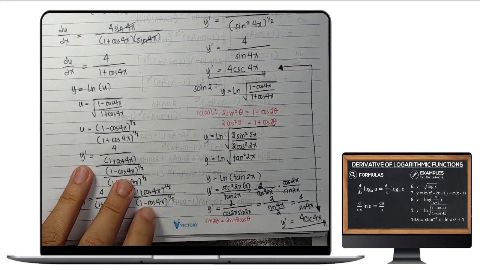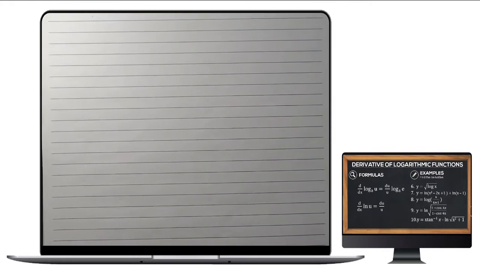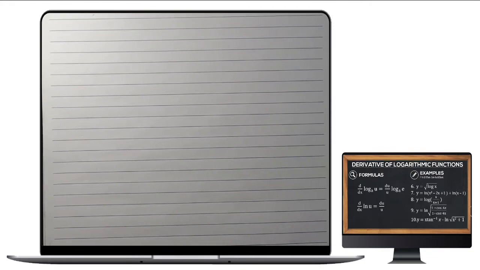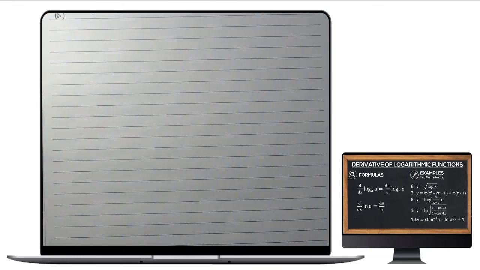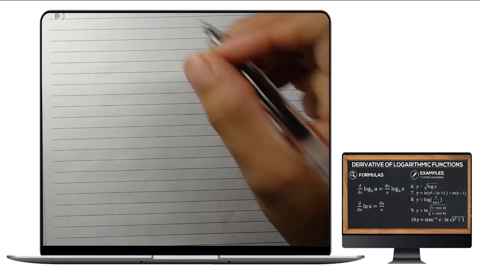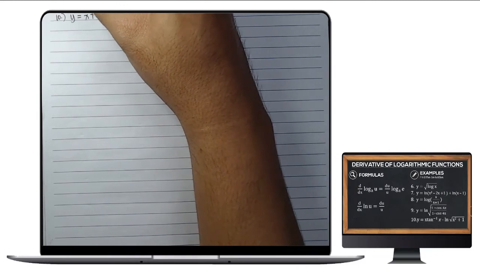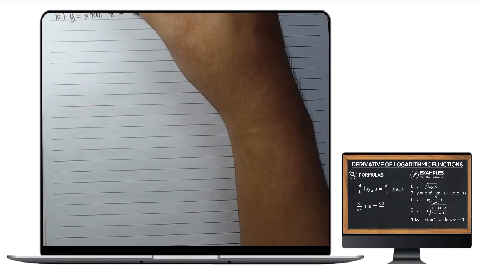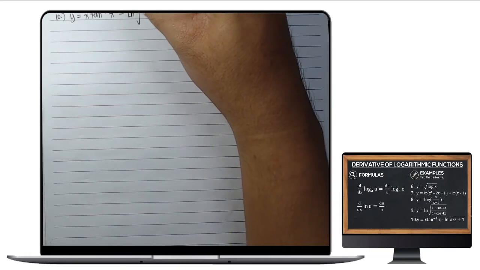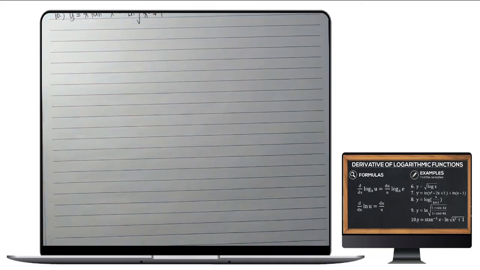Okay, so let's have our last problem. For problem number 10, we have y is equal to x arctangent of x minus ln of square root of x squared plus 1.